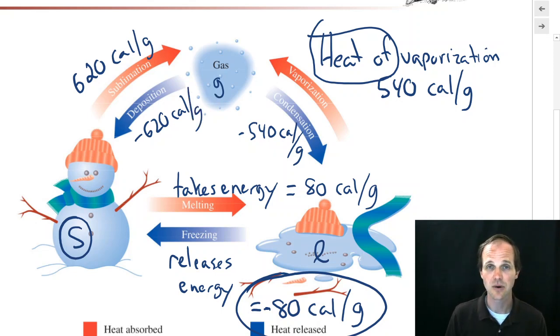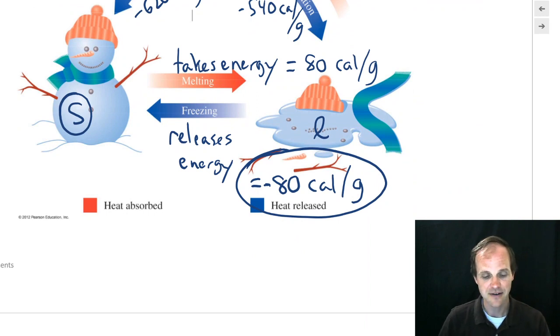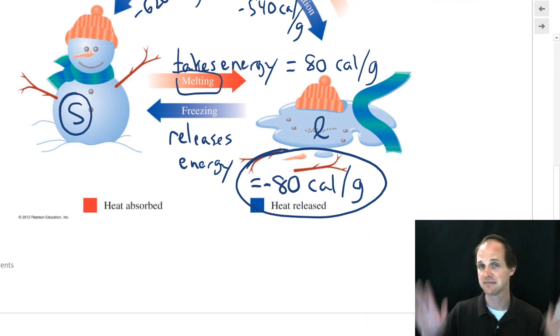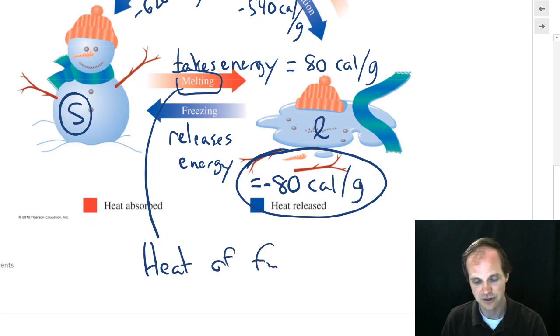Again, we don't need to know or memorize any of these numbers, but we do need to be familiar with the terminology. When we say the heat of vaporization is 540, the heat of condensation is minus 540, the heat of freezing is negative 80. Unfortunately, for melting, we don't call it the heat of melting. Hey, I didn't make this stuff up, sorry. We don't call it the heat of melting, we call it the heat of fusion.